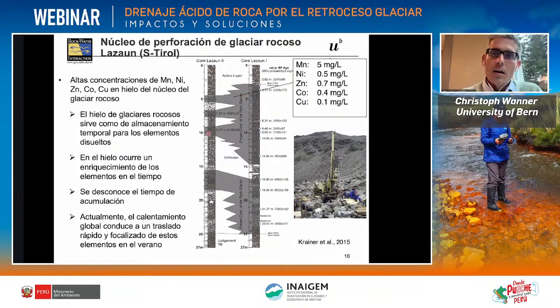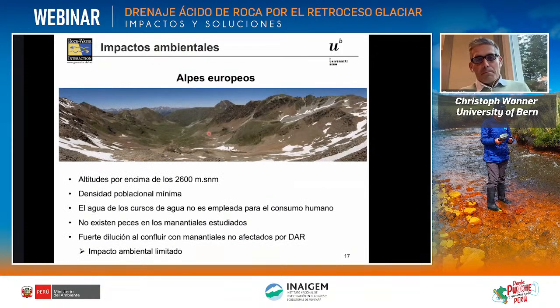process. So the big question then of course is, what is the environmental impact of this process, of this quite strong toxic element mobilization?